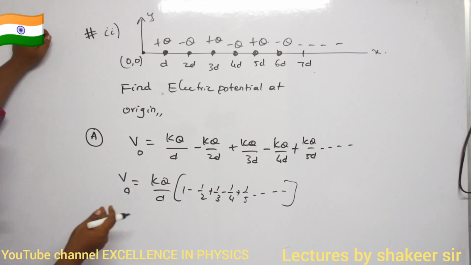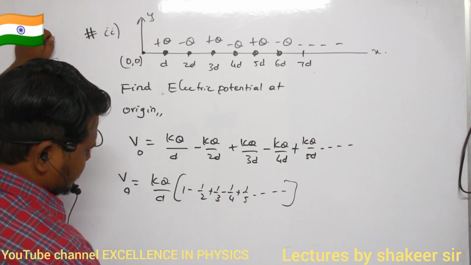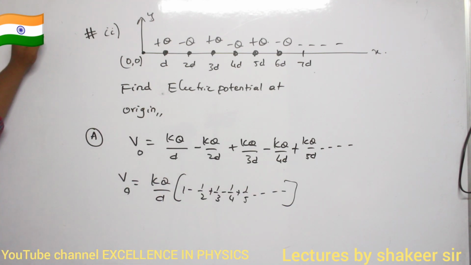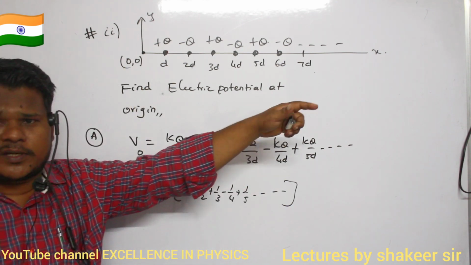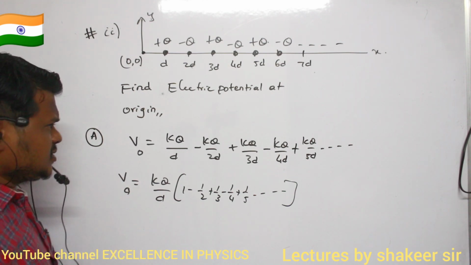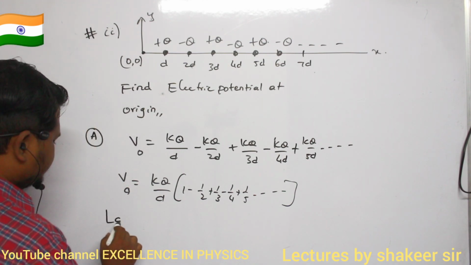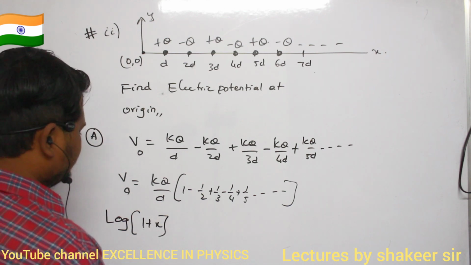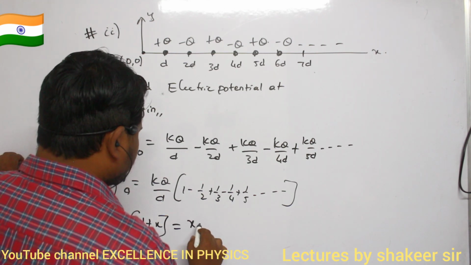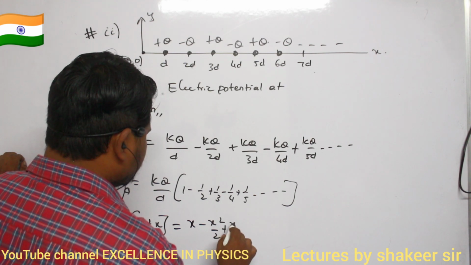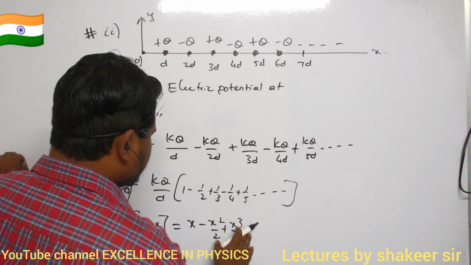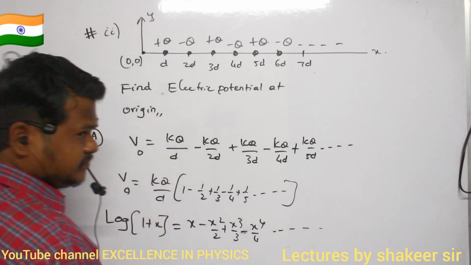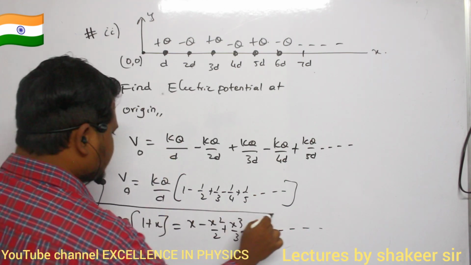Clear? So what kind of addition is this one? 1 minus 1 by 2 plus 1 by 3 minus 1 by 4 plus 1 by 5 minus 1 by 6 plus 1 by 7. This will be the arrangement of charges. So this is exactly like log of 1 plus x. Log 1 plus x value is how much? It is x minus x square by 2 plus x cube divided by 3 minus x power 4 by 4, and it goes on like this. So this is log 1 plus x value.